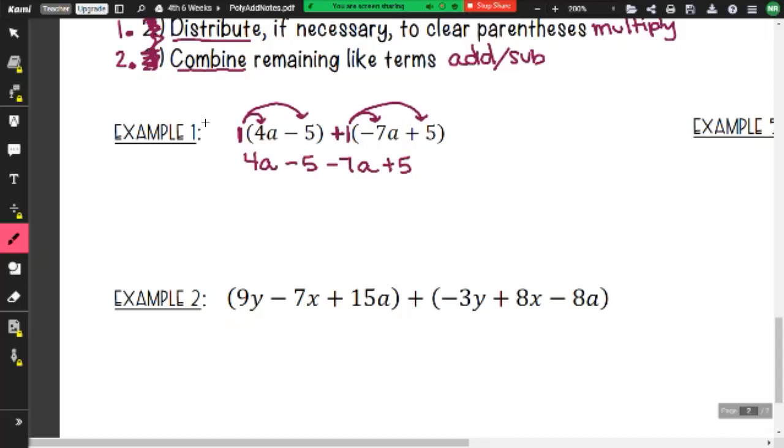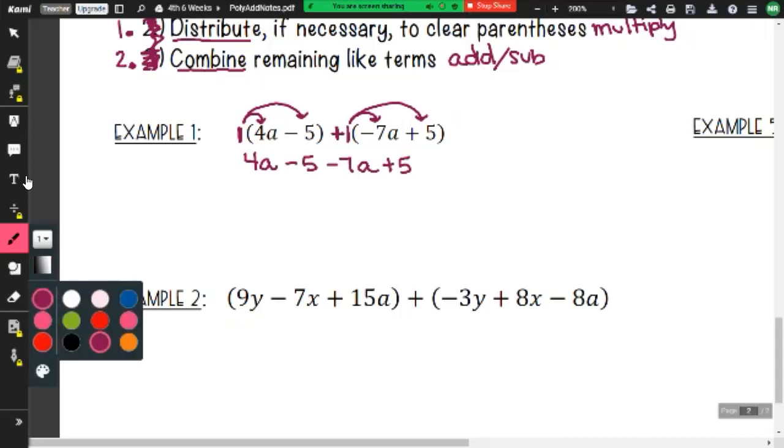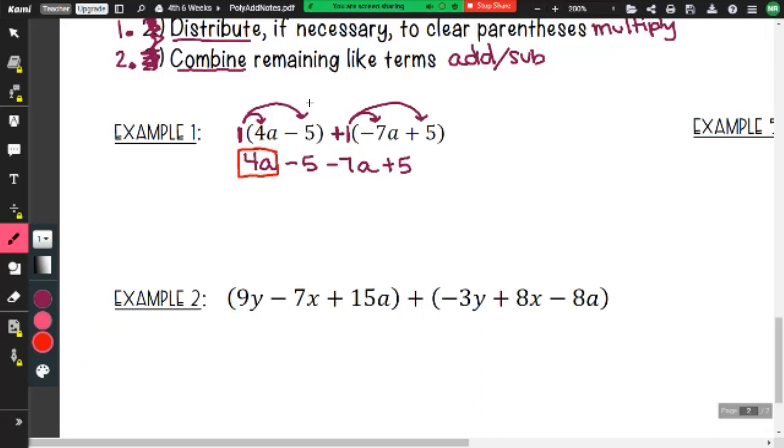Now, what did we do with laws of exponents to help us so it wouldn't look so jumbled up, so you wouldn't be trying to confuse one with the other? When we combine, we want to put them in groups. Let's put these in groups. So what can I group? What can I combine with 4a?